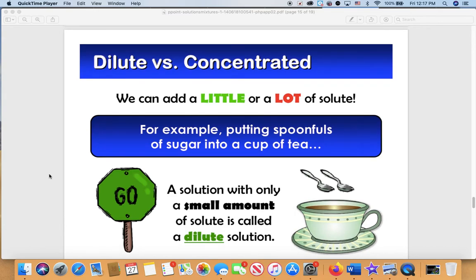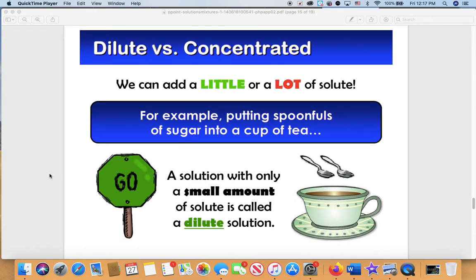And so dilute versus concentrated is the next concept. You can add a little or a lot of a solute. If we're talking about sugar in tea, if you put one spoonful of sugar, it's a small amount. If you put a lot more, it's a large amount, obviously.